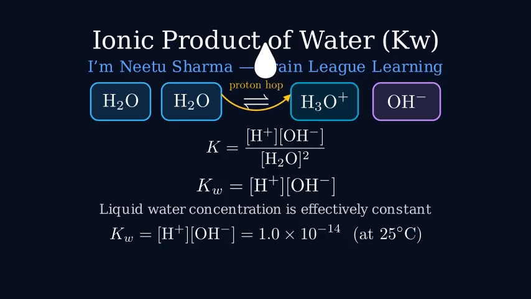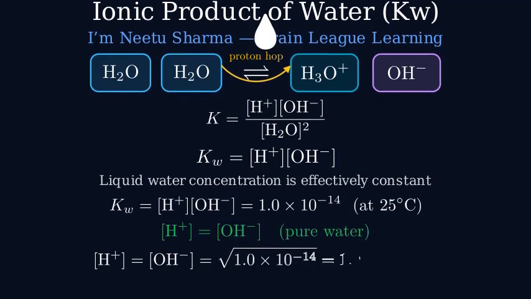In pure water, neutrality means the two concentrations are equal. So [H+] equals [OH-]. Taking the square root, each is 1.0 times 10 to the negative 7 molar.